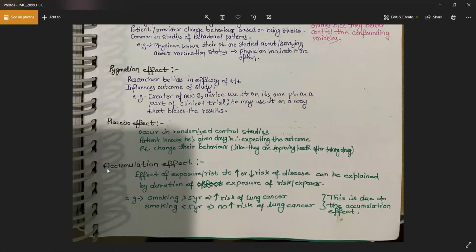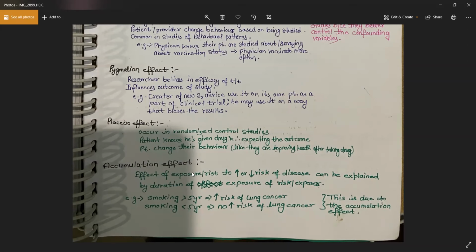Then comes the accumulation effect. Let's say smoking will always cause lung cancer after, let's say, 5 years. So all the individuals who smoke cigarettes for more than 5 years will get an increased risk of cancer than those individuals who were smoking for less than 5 years. Step one will ask you why only the smokers who smoke for more than 5 years get the cancer, but not the smokers who smoked for less than 5 years. This would be the accumulation effect.